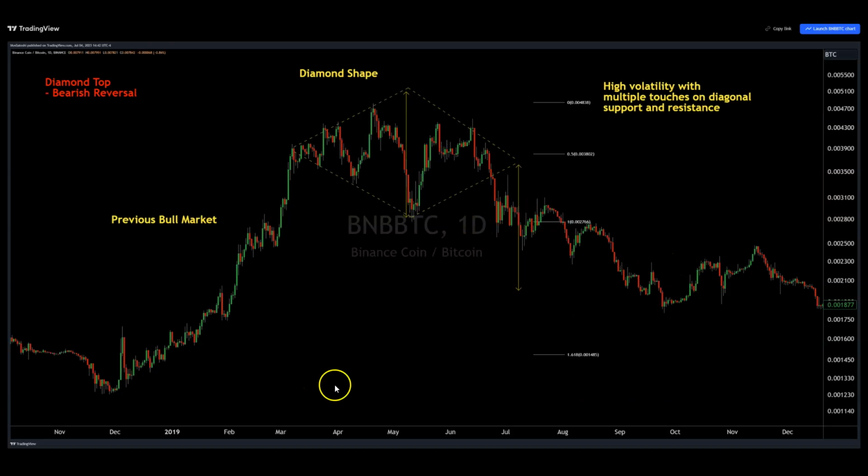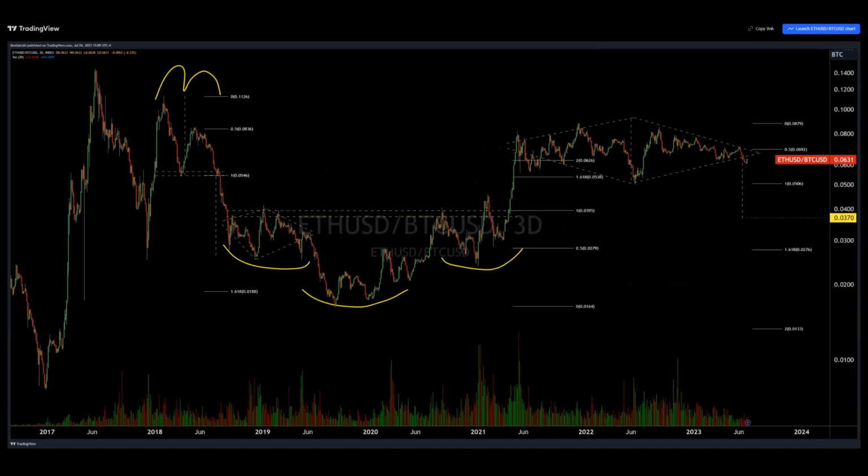I took the Binance volume off because it's junk, right? It's wash, fake, whatever you want to call it. It is irrelevant. I just wouldn't even bother looking at it. But this is a really good example of what a diamond looks like.